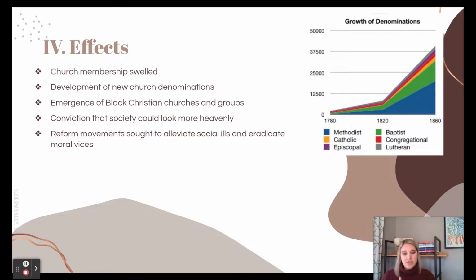And there is a conviction that society could look more heavenly, which led to reform movements. People are going to church and finding out that they can make society better. And so we see movements such as the movement to ban the drinking of alcohol, give women equality, to end slavery, and a variety of other movements develop in response to their convictions that they received at the Second Great Awakening, camp meetings, sermons, etc.